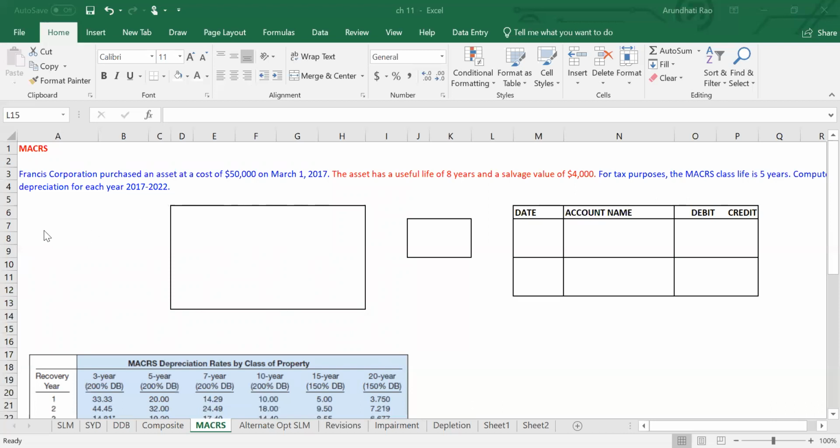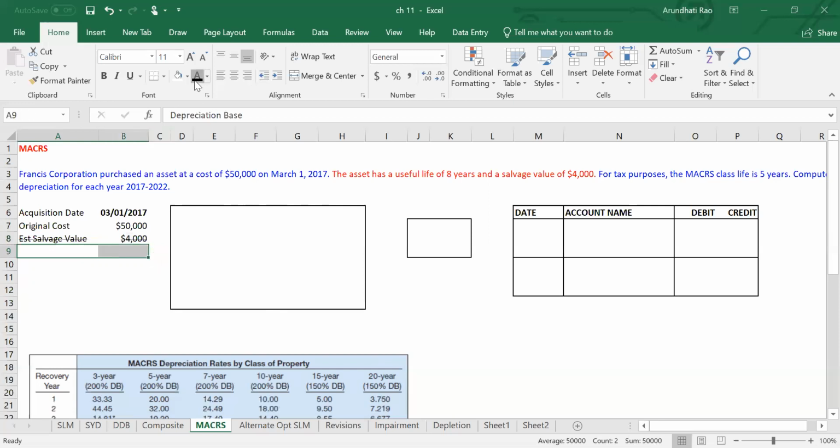As with any of these exercises, let's pull out the relevant information. The relevant information we start with is the date of acquisition. In this case, we acquired the asset on March 1st, 2017. The next is the cost of the asset. The cost of the asset is $50,000. This information of salvage value, I'm writing it here, but putting a line through it, striking it out, telling you that I do not need it for the purposes of this calculation.